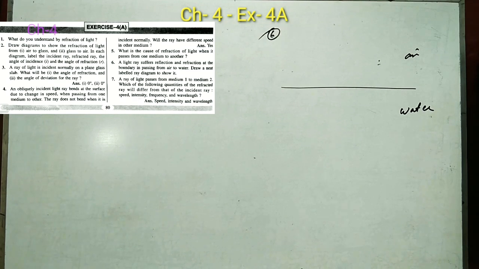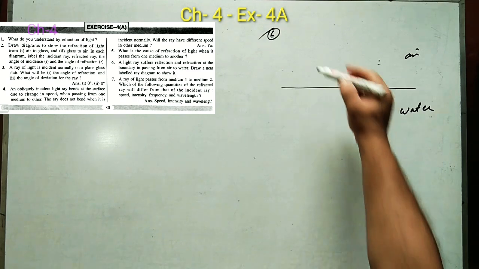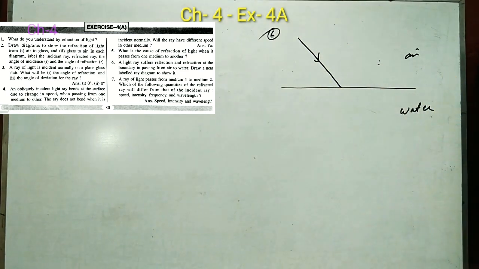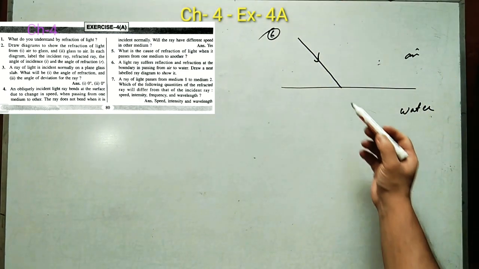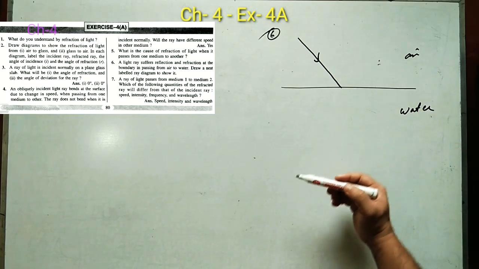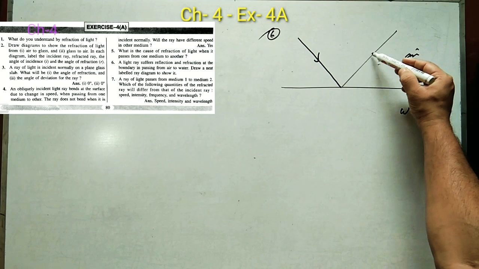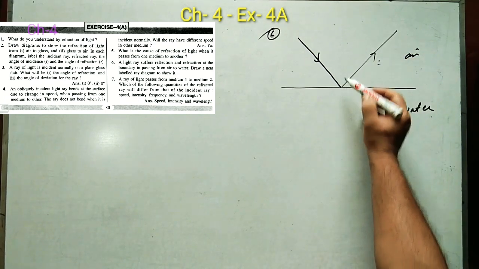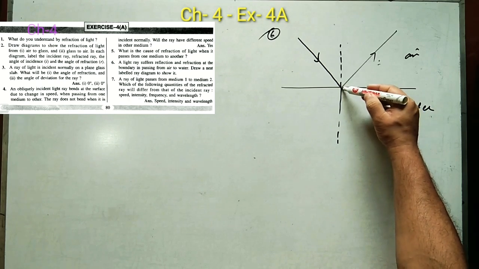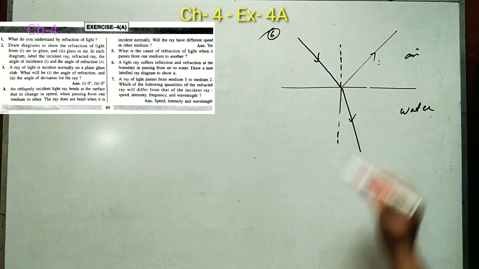A ray of light suffers reflection and refraction. So a ray of light is incident at the boundary between air and water. As you know, when a ray of light is incident at the boundary between air and water, it is partly reflected back to the same medium, and it is partly refracted. Draw a normal, and the refracted ray is bending towards the normal.